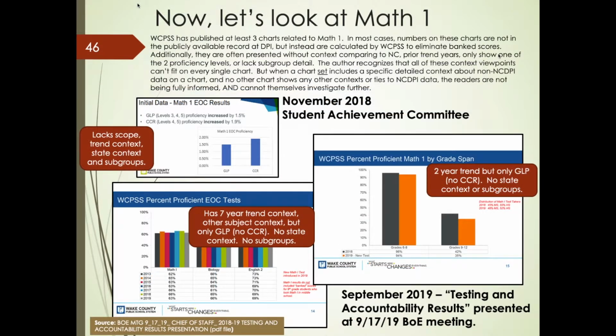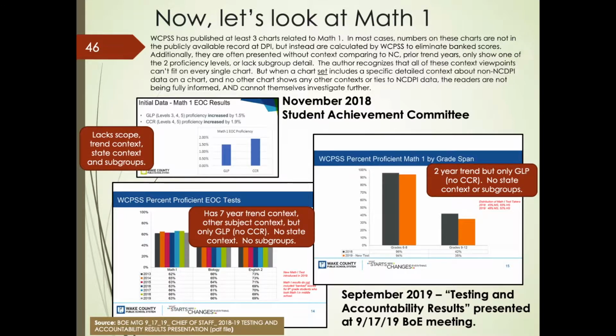So what we're going to do tonight is start with those three charts and really try to break those down, explain what is on these charts, where this data came from, and how it matches or doesn't match what is publicly available from the North Carolina DPI. In most cases, the numbers that we see on these charts are not at the DPI, and I'll talk about that as we go through this. We will also see some of their deficiencies, in my opinion.